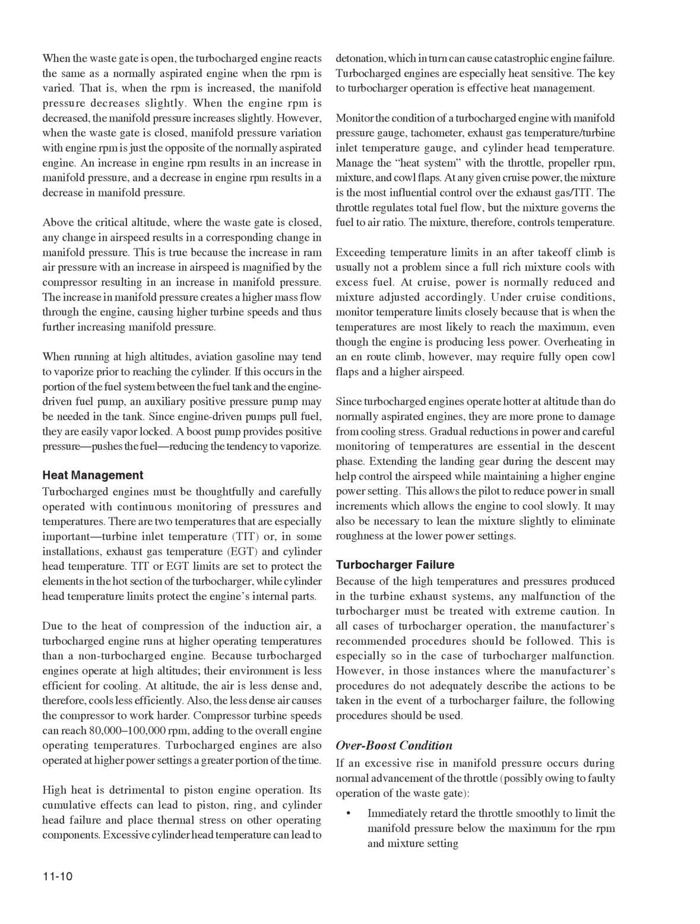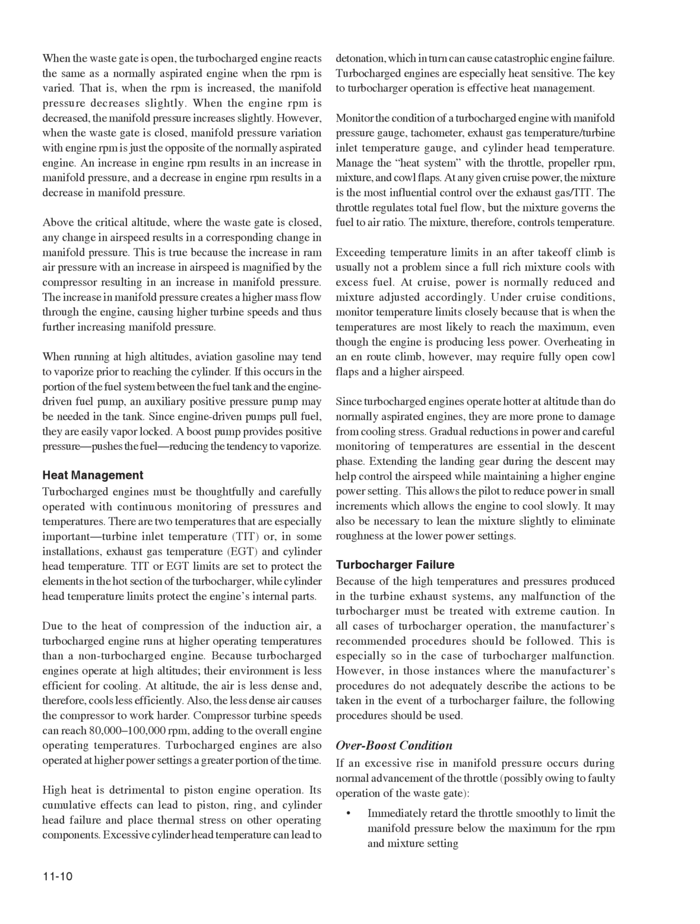Above the critical altitude, where the wastegate is closed, any change in airspeed results in a corresponding change in manifold pressure. This is true because the increase in ram air pressure with an increase in airspeed is magnified by the compressor, resulting in an increase in manifold pressure. The increase in manifold pressure creates a higher mass flow through the engine, causing higher turbine speeds and thus further increasing manifold pressure. When running at high altitudes, aviation gasoline may tend to vaporize prior to reaching the cylinder.